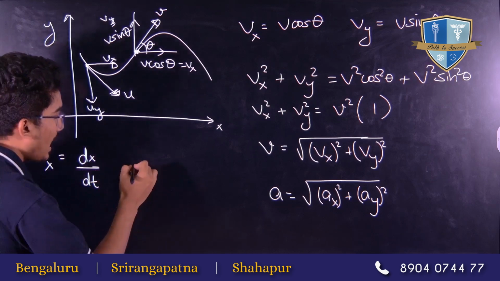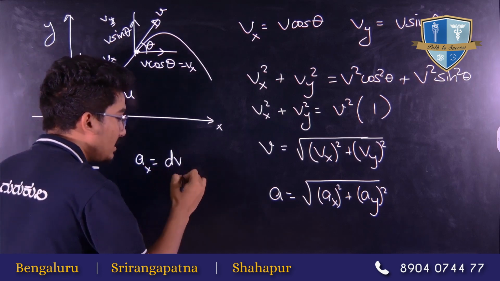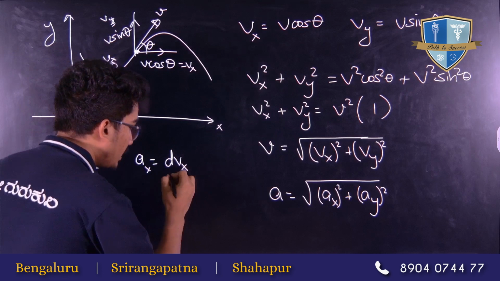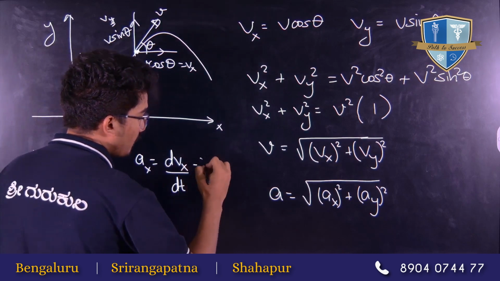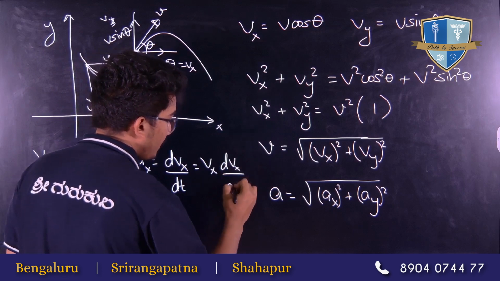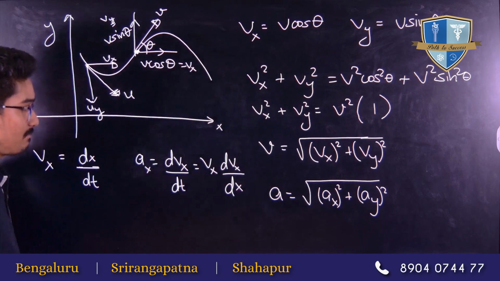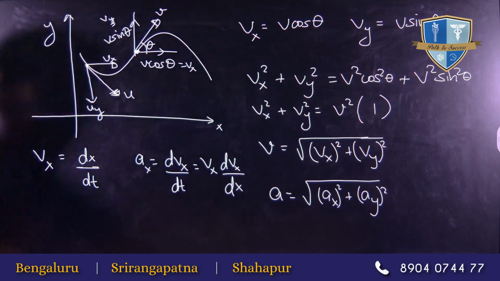And similarly, acceleration in x direction will be equal to change in velocity in x direction divided by dt. Correct? Or another formula will be velocity in x direction into change in velocity in x direction divided by dx, change in displacement. Correct? These are the formulas that we have studied in motion in a straight line. Similar things will apply in y direction as well.